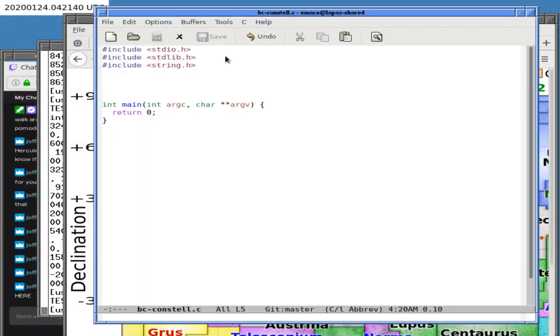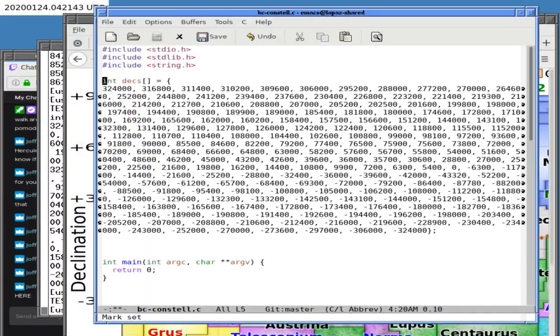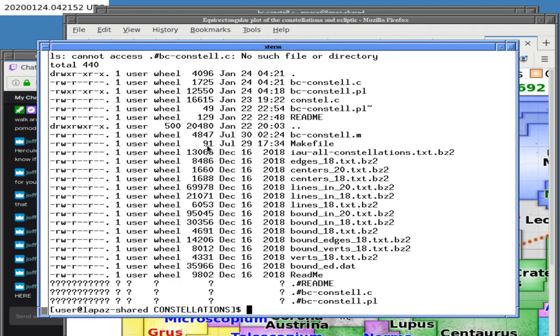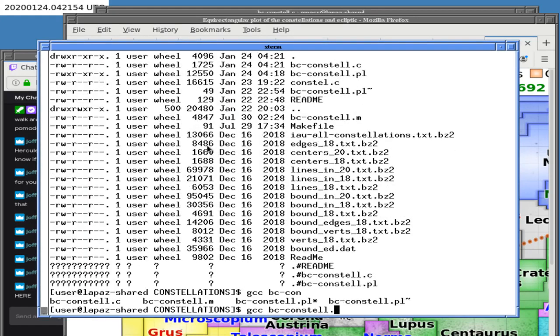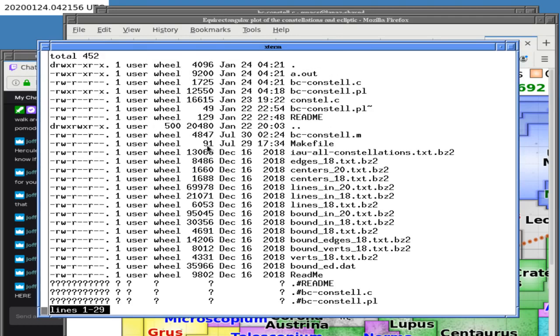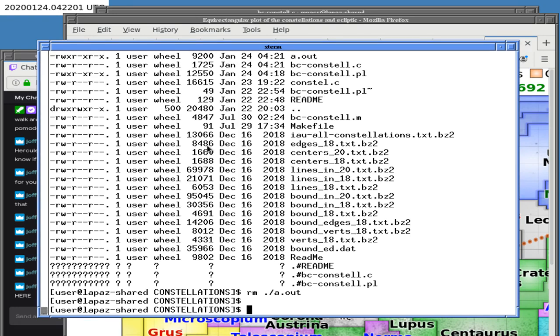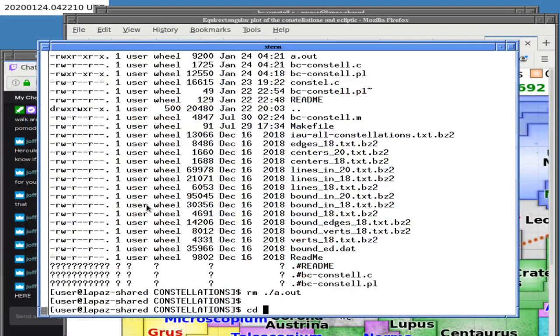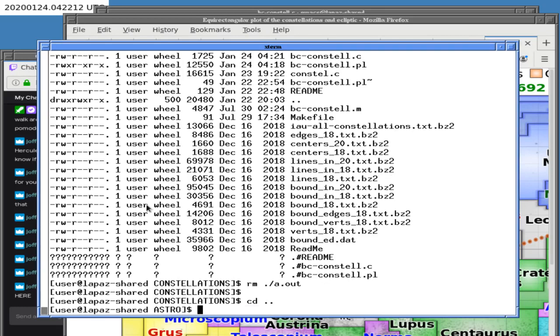Alright, let's see if we can do this. Nope, that's not what I meant to do. Well, compiled. Obviously, it's not going to do anything right now. And I think in order to make this compile properly... Oh, this is going to be ugly.